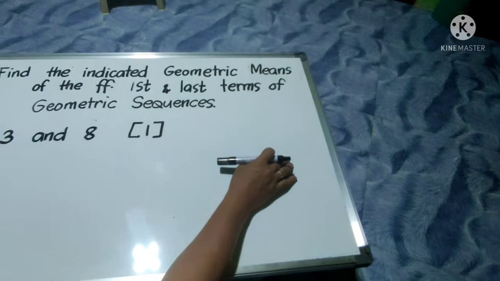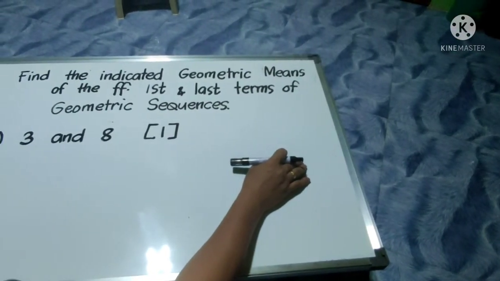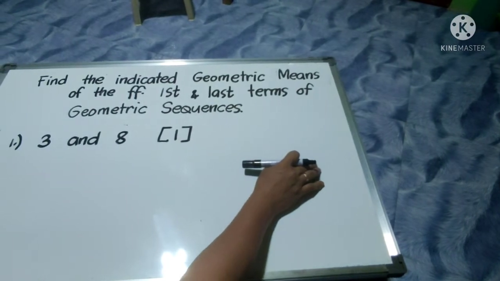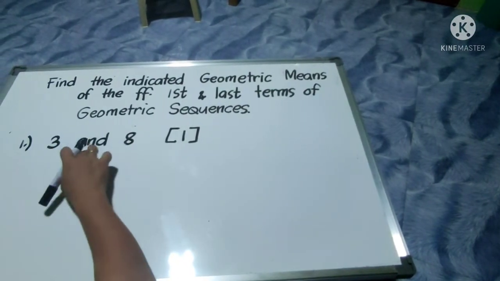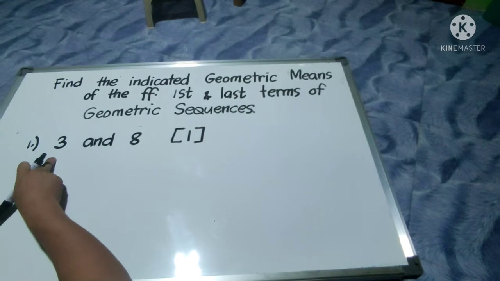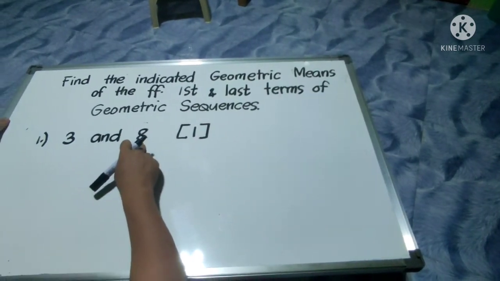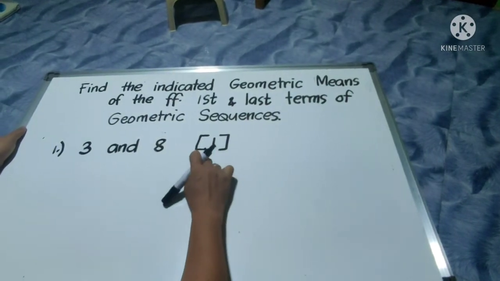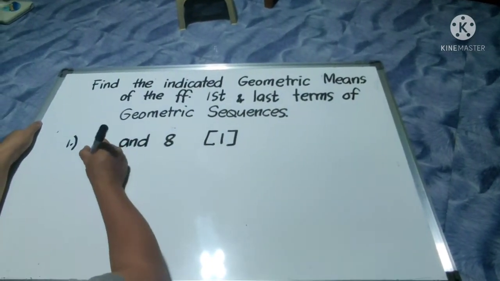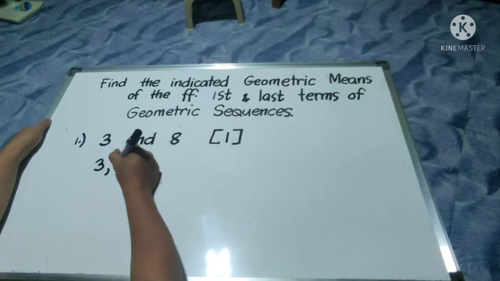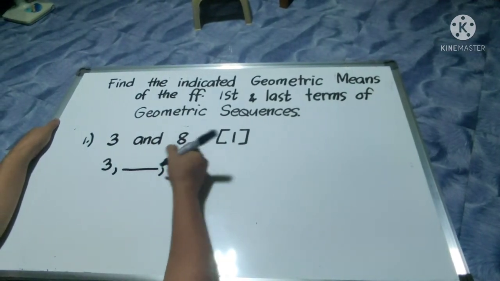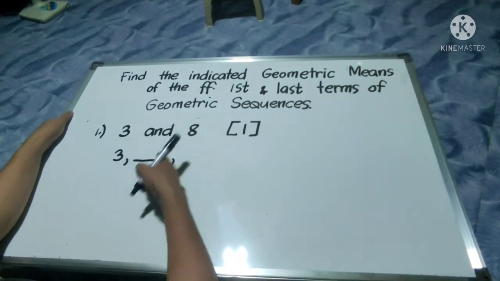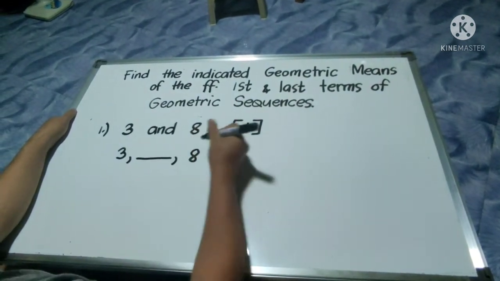Now let us consider this task. Find the indicated geometric means of the following first and last terms of geometric sequences. So let's have number 1, 3, and 8. So 3 is our first term, and 8 is our last term, and we need to insert one geometric mean. So in this case, we are going to write the first term, then make one blank, that stands for the one geometric mean that we need to insert, then write 8.